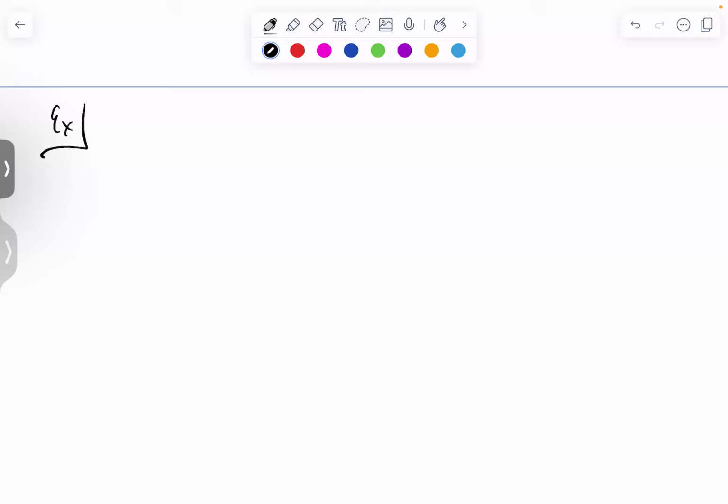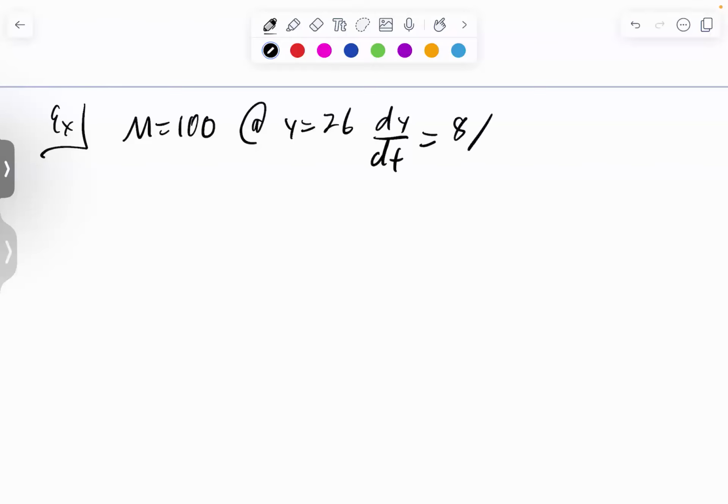The manufacturer estimates that they can sell a maximum, so here's our maximum, of 100,000 cell phones. After 28,000 cell phones have been sold, the sales are increasing by 8,000 cell phones per month. So here's basically what this is saying. This is saying that at y equals 26, the change of y with respect to time is 8,000 cell phones per month.